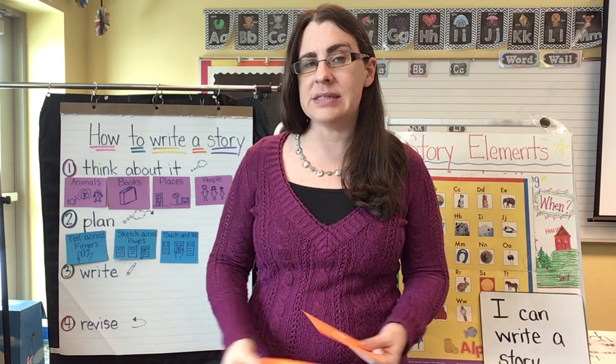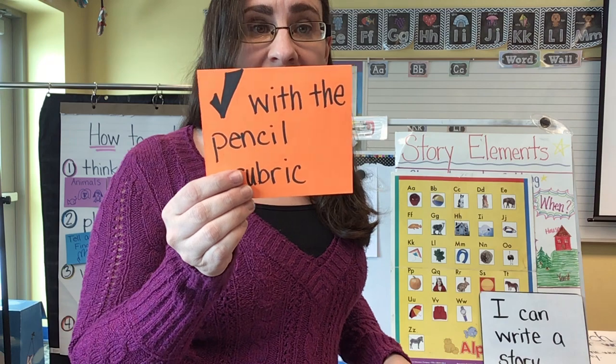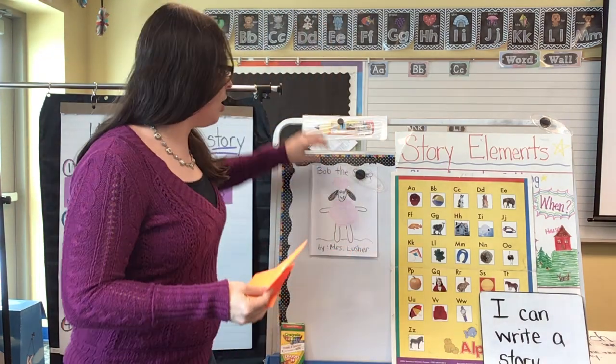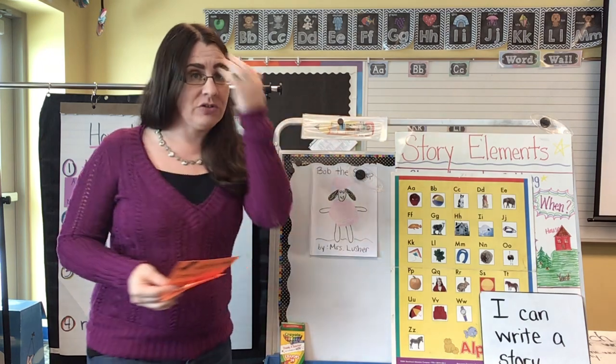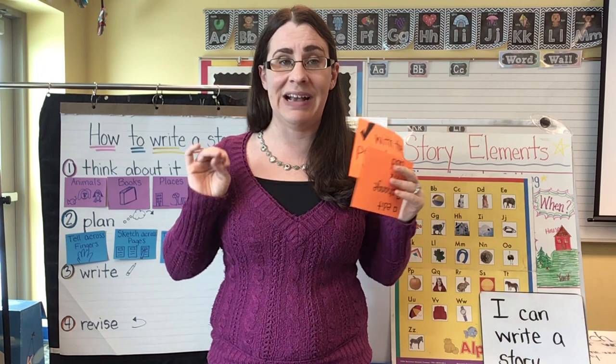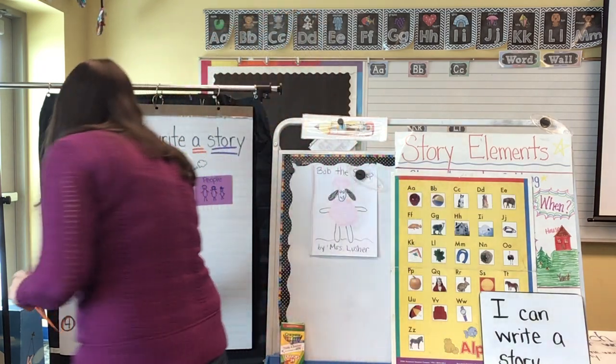Now there's a couple things that I want you to do while you're revising your story. I want you to check with a pencil rubric. Now we all have a pencil rubric at home. It looks like this. So the first thing we're going to do with revising is we're going to look at our whole story and check every page using the pencil rubric, okay? So I'm going to put that up here so that we remember that.